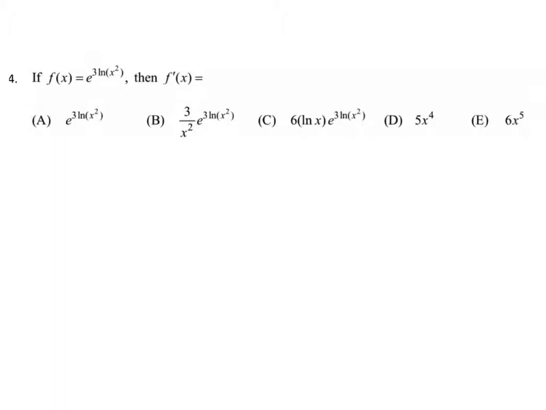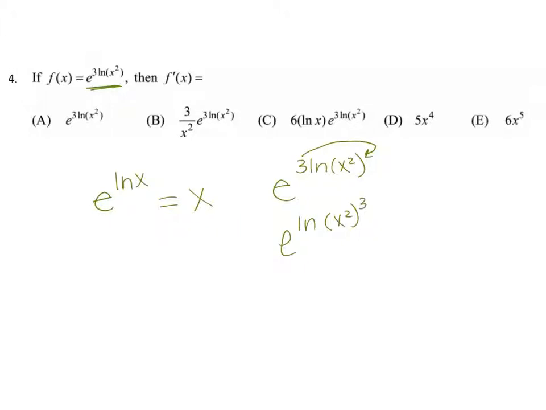Okay, for our next problem, and this one has really tricked several people. This goes back to one of our little shortcuts that we saw where if we had e raised to the natural log of x, always reduces down to just x. So let's see if we can get that 3 to move. Keep in mind that 3 is the coefficient of the natural log of x squared. So that 3 is going to move up to be an exponent. So that's going to be the natural log of x squared all cubed.